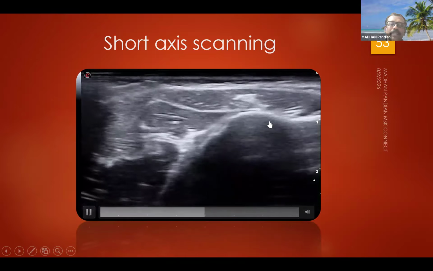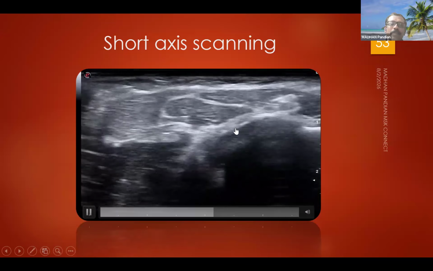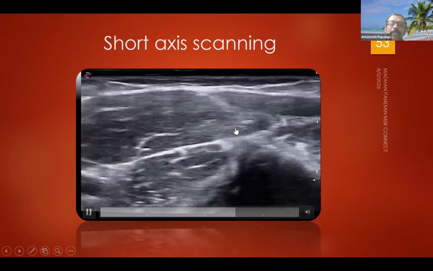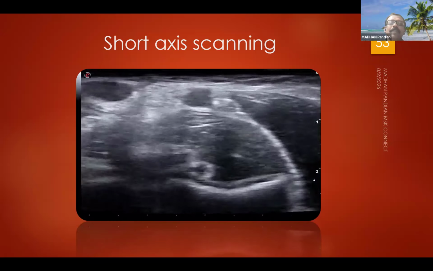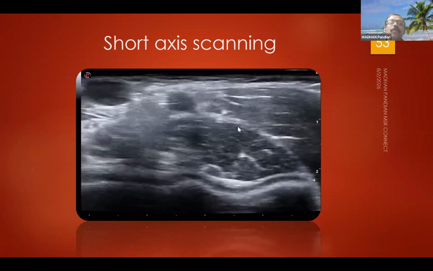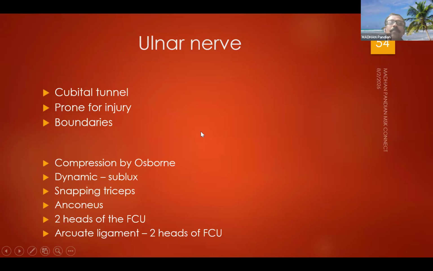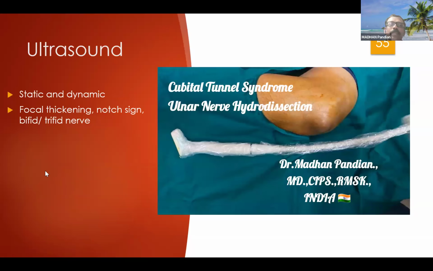As I showed you on the common extensor tendon, the different parts of the common flexor tendon also must be appreciated, trying to find out which particular muscle or tendon is involved in common flexor tendinopathy, right? Apart from that, what other medial structure is very important? The ulnar nerve, which can get entrapped close to the cubital tunnel. These are prone to injuries because it is very superficial. Compression can occur by the Osborne ligament. Sometimes there could be a snapping triceps, dynamic subluxation, and there could be entrapment between the two heads of the FCU.